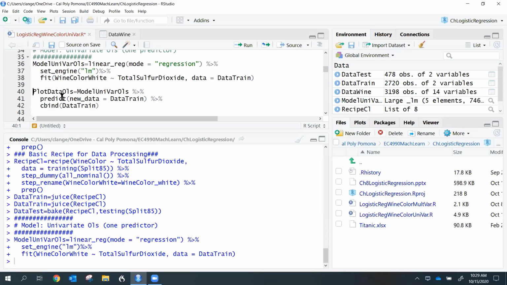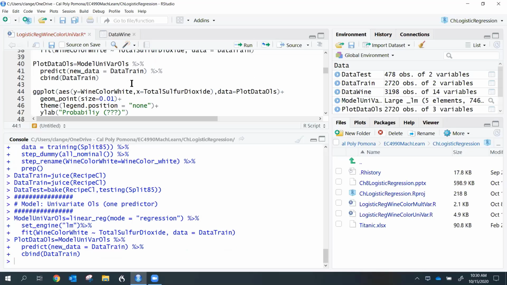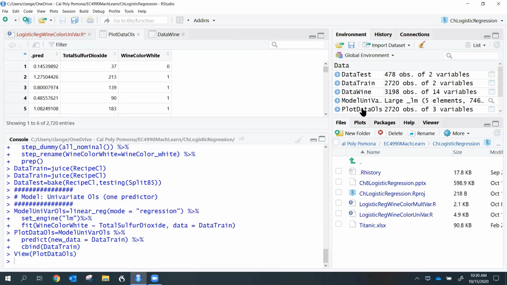How do I do that? I use the model here, pipe it into the predict command, so it would go where the cursor is. And then I say, use this model on the training data set to predict the outcome variable. Then I connect the predictions together with my training data and put that all in the data set plot data. What is more important is that you understand what is in there. I'll show it to you.